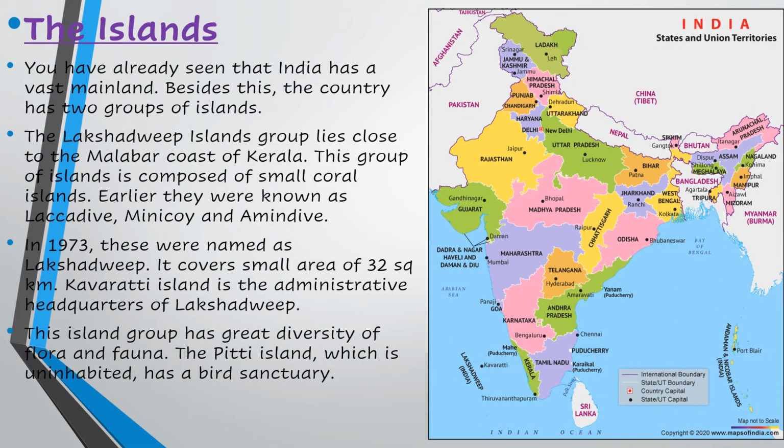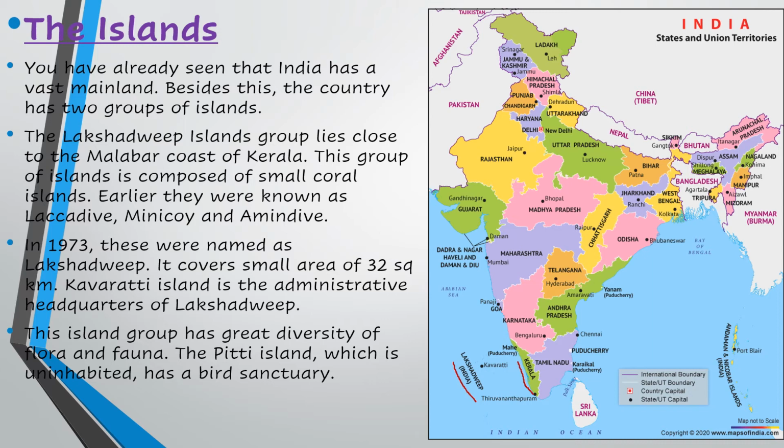So coming to our last physiographic division, that is the islands. You have already seen that India has a vast mainland. Besides this, the country has 2 groups of islands. We all know the Lakshadweep Islands group lies close to the Malabar coast. You can see the Lakshadweep Islands lying close to the Malabar coast, that is in Kerala. This group of islands is composed of small coral islands.